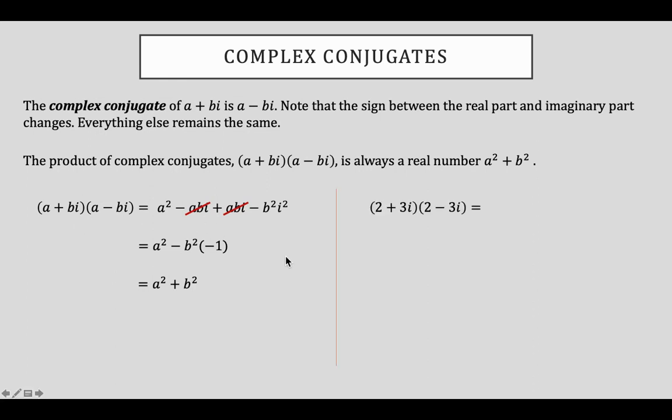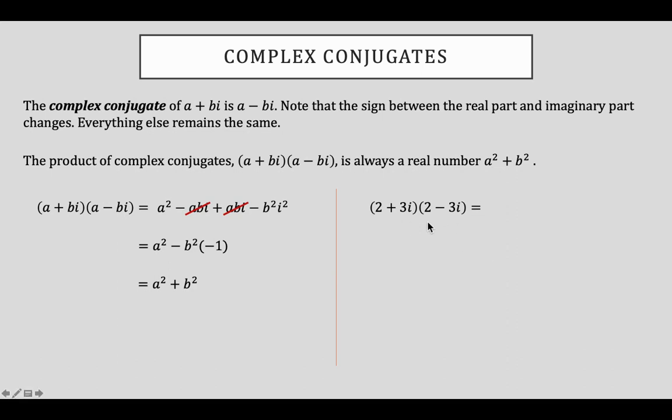So let's do a little bit of practice. Again, here I am multiplying two complex conjugates. These are complex conjugates because the sign in between the real and imaginary parts of our two complex numbers are opposite each other. Again, I just flip-flop the sign. And the product of complex conjugates is always going to be a real number. So let's multiply them out.